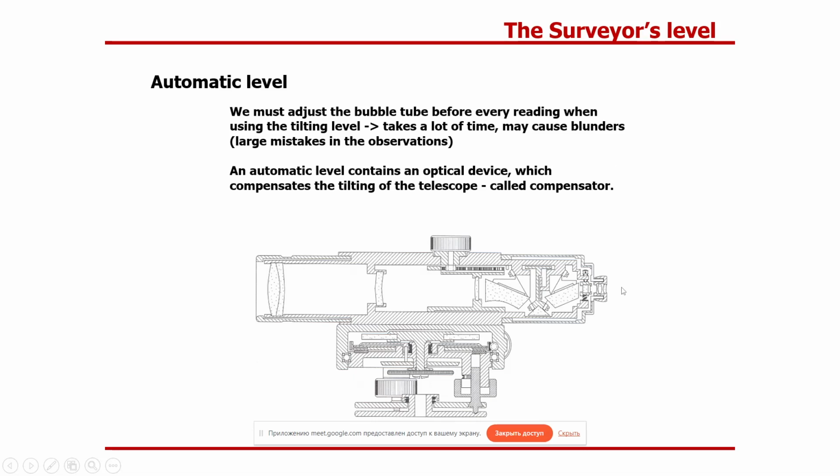And then we can say an automatic level contains an optical device which compensates the tilting of the telescope. We should call it a compensator.